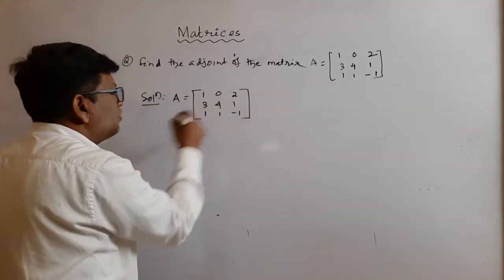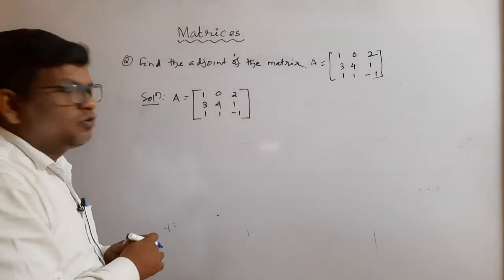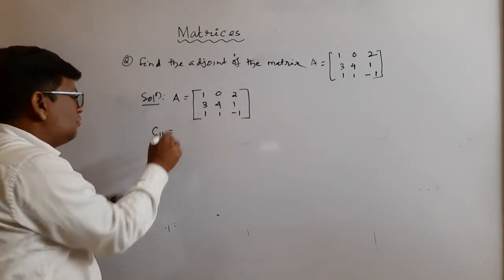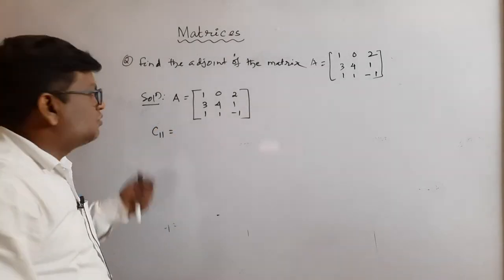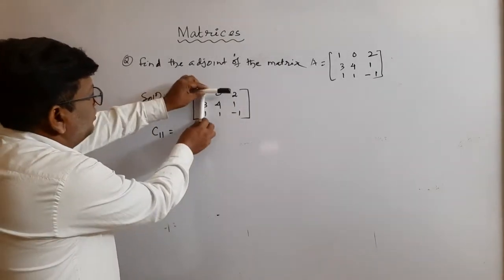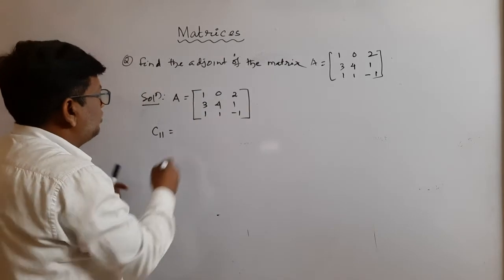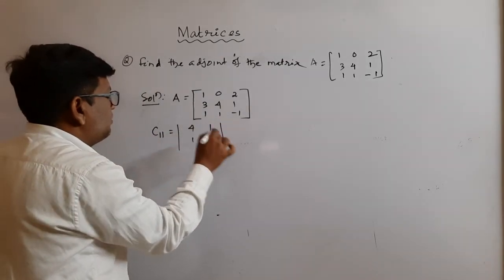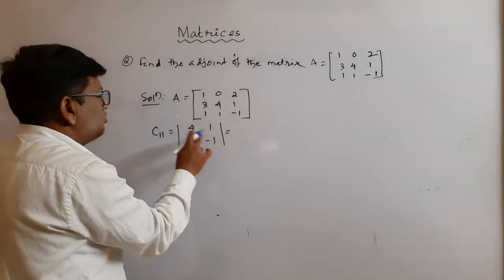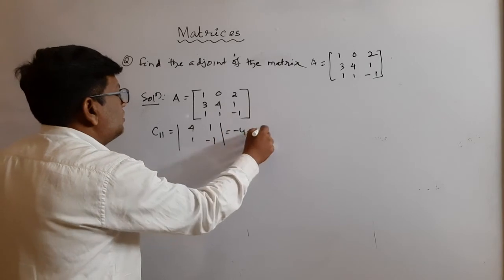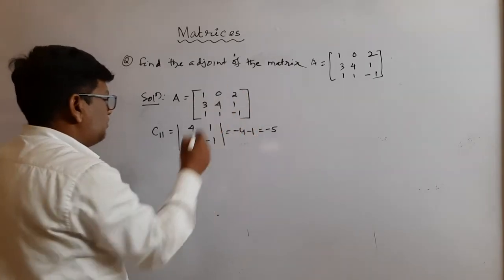Now to find the cofactor. C11: 1 plus 1 is even, so the sign is plus. Delete the first row and first column, what remains is 4, 1, 1, minus 1. Operating this gives 4 into minus 1 minus 4 minus 1, which is equal to minus 5.